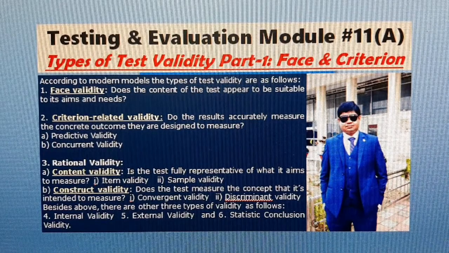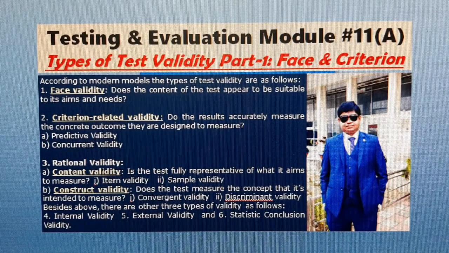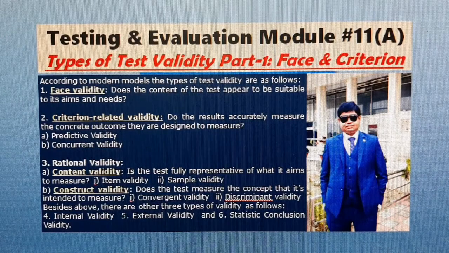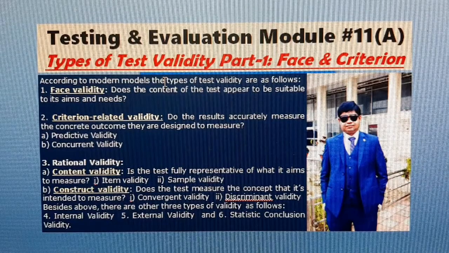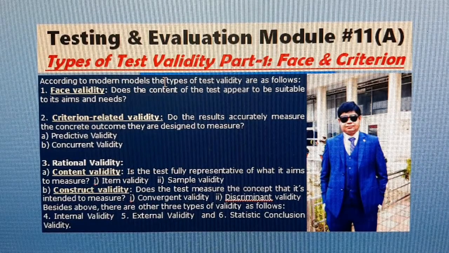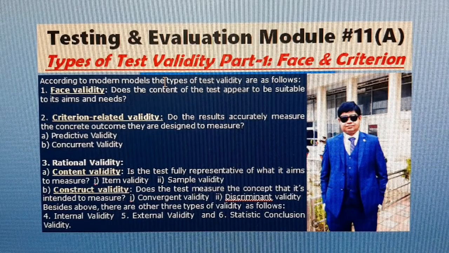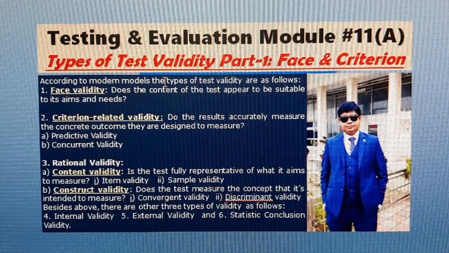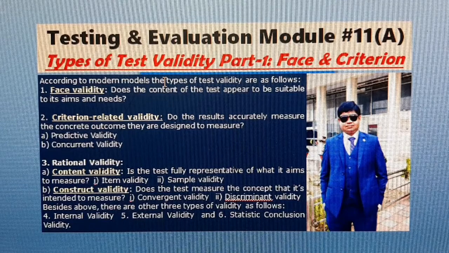Now, I'll be speaking about each of the above types of validity in detail. First, I want to talk about number 1. Face validity. Face validity, which is also known as prima facie, considers how suitable the content of a test seems to be on the surface. It's similar to content validity, but face validity is a more informal and subjective assessment.